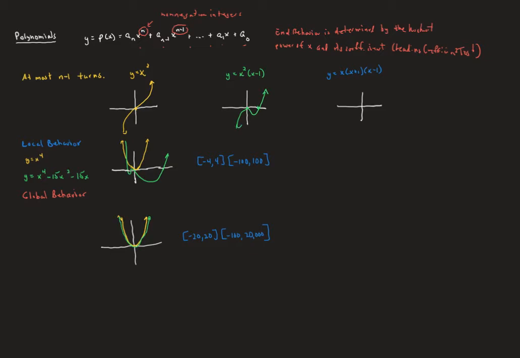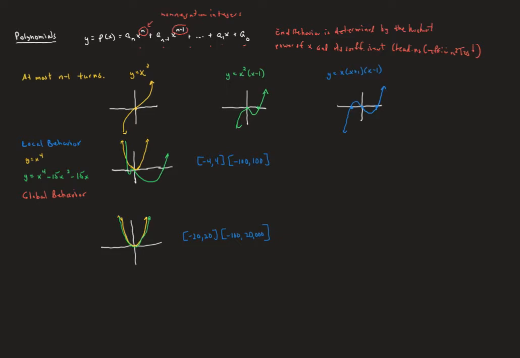And if we multiply this out, it would also be a third degree, and it has zeros at -1, 0, and 1. These are all to the first, so it's going to cross, cross, cross. So these are all third degree polynomials, but you can see they have slightly different behavior there.